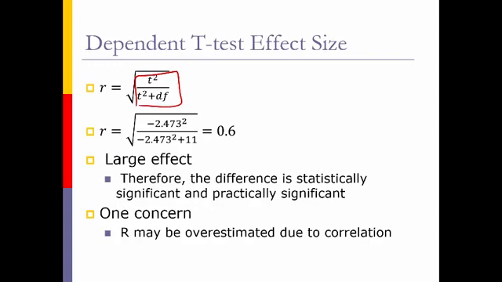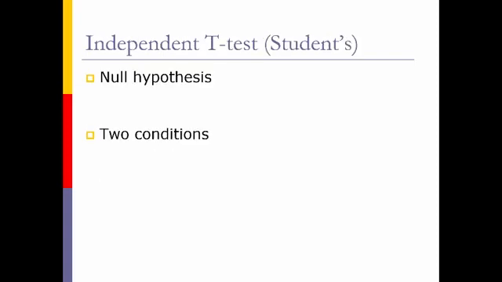But that's the only gray area we have associated with this type of test. All right, let's go ahead and move on to the independent t-test. Sometimes this is called the student's t-test. The null hypothesis is very similar to what we had before: mu1 is equal to mu2, or mu1 minus mu2 is equal to 0.